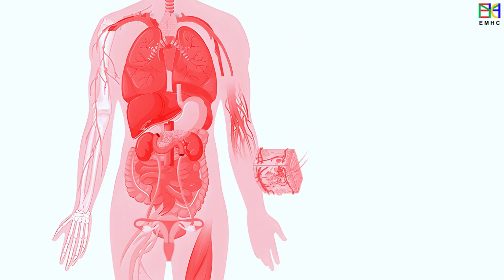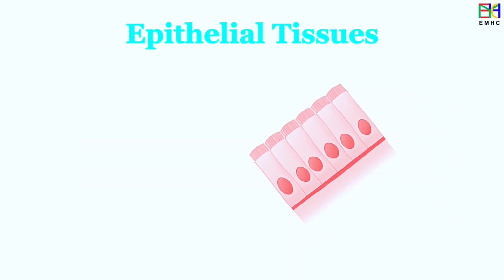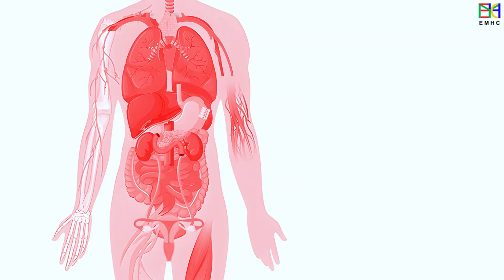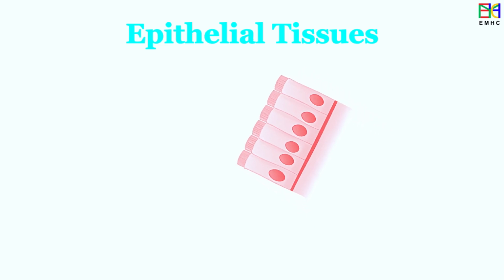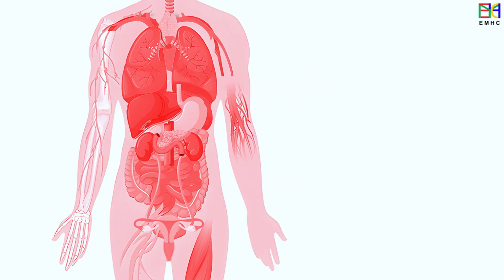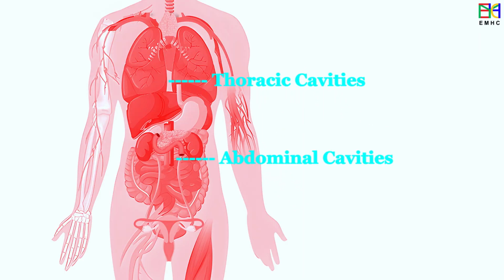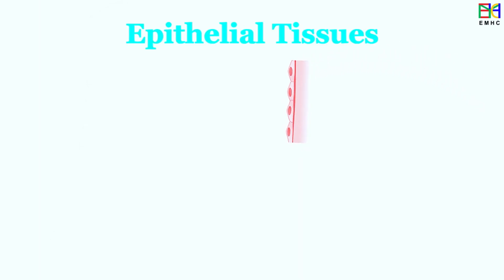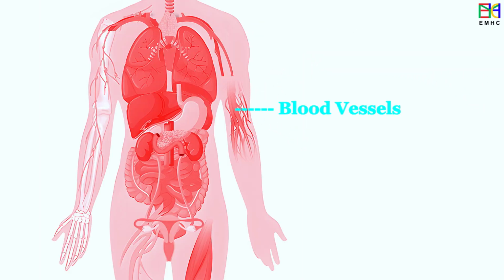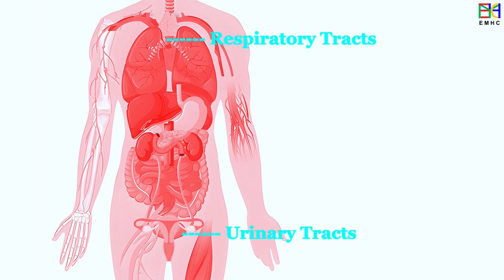Epithelial tissues line the external surfaces of the body, such as the skin, and cover the internal surfaces of organs, such as the stomach, intestines, and kidneys. Additionally, epithelial tissues line body cavities such as the thoracic and abdominal cavities, as well as the interior surfaces of blood vessels, glands, ducts, and the respiratory and urinary tracts.